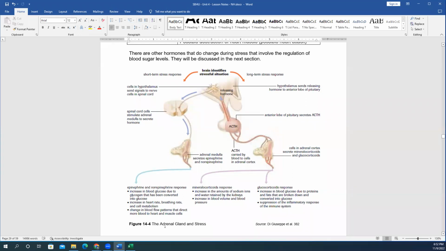They will also affect changes in the pattern of blood flow that direct more blood towards the heart and to the muscle cells, because if you can imagine, during a situation of sudden stress, during that fight or flight response, you may need to suddenly run away from a predator or burst into action. So you need to have quite a lot of blood flow to the heart and also to your muscle cells.